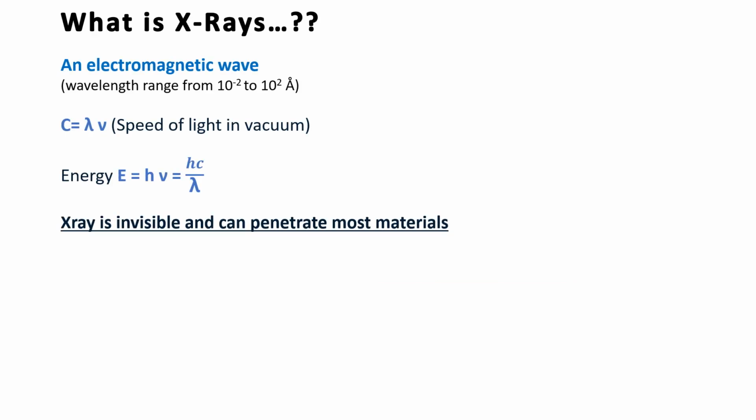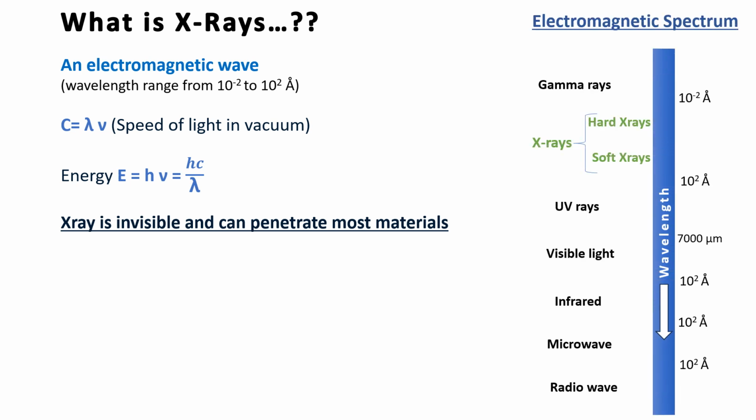So, what is X-ray? X-ray is an electromagnetic wave with wavelength ranging from 10 to the power minus 2 up to 10 to the power 2 angstrom. I hope everyone knows how much is 1 angstrom. Can anyone say it? Okay, 1 angstrom is 10 to the power minus 10 meter. If you see the electromagnetic spectrum, X-ray lies in between gamma rays and UV rays.